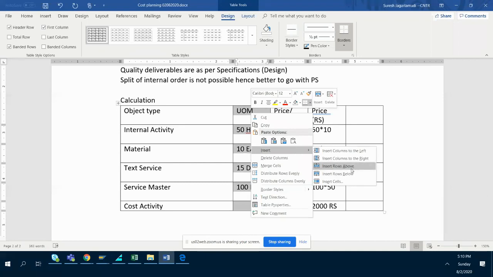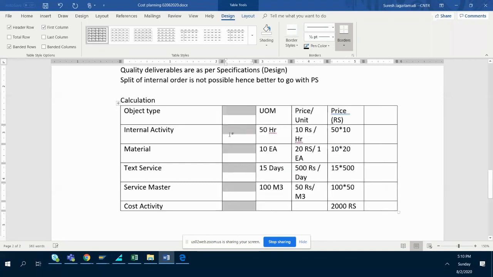Insert on the left side. Okay, I would say here quantity. I'll differentiate. This I give 50, 10, 15. I'll remove this quantity. That's what I mean. I wanted to differentiate these columns. Okay, this is of course total.